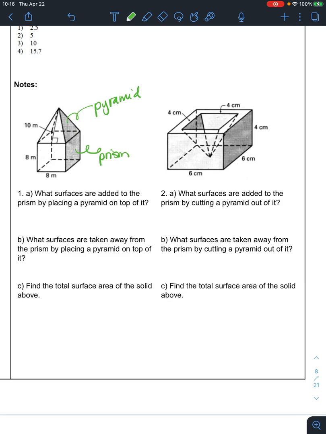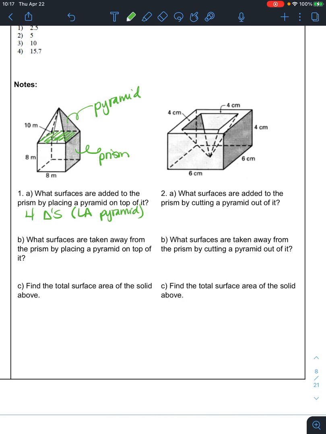So when I put these two shapes together, what surfaces are added to the prism by placing the pyramid on top? Well, when you add that pyramid on the top, what you have added to that prism is those 4 triangles, which, if you notice, is the lateral area of your pyramid. What surfaces are you taking away? Well, you're taking away this surface of your cube, that top part.